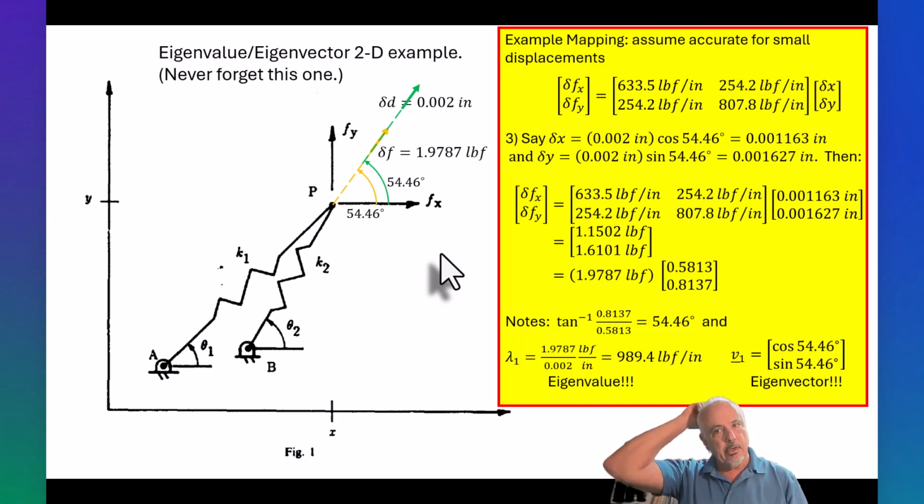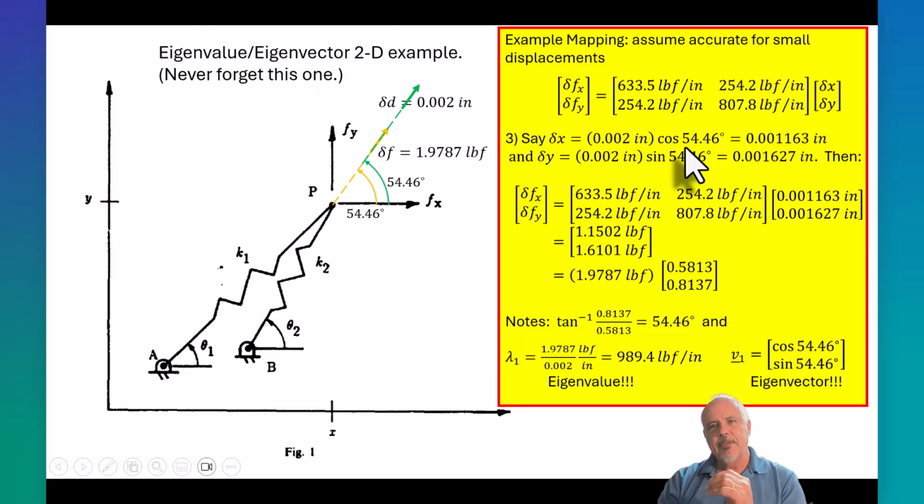Let's look at this scenario where I'm going to take the displacement direction as 54.46 degrees, and I'm going to displace in that direction 0.002, or 2/1000ths of an inch.